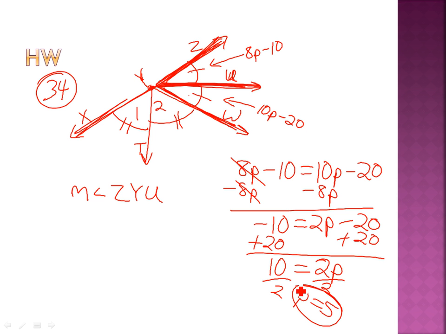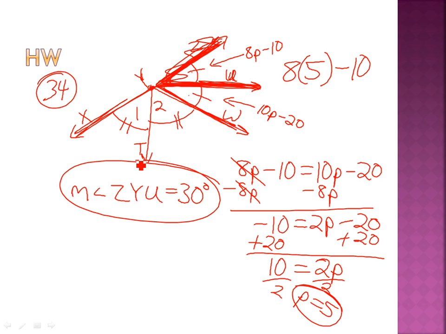Now, again, on the quiz, that's going to be part of your answer. This time, they didn't care what p equaled. They want us to find ZYU, which is that angle. So what do I have to do? Plug 5 into the expression right there. So 8 times 5 minus 10. What is 8 times 5? 40, minus 10. 30. So the measure of that angle is 30 degrees.